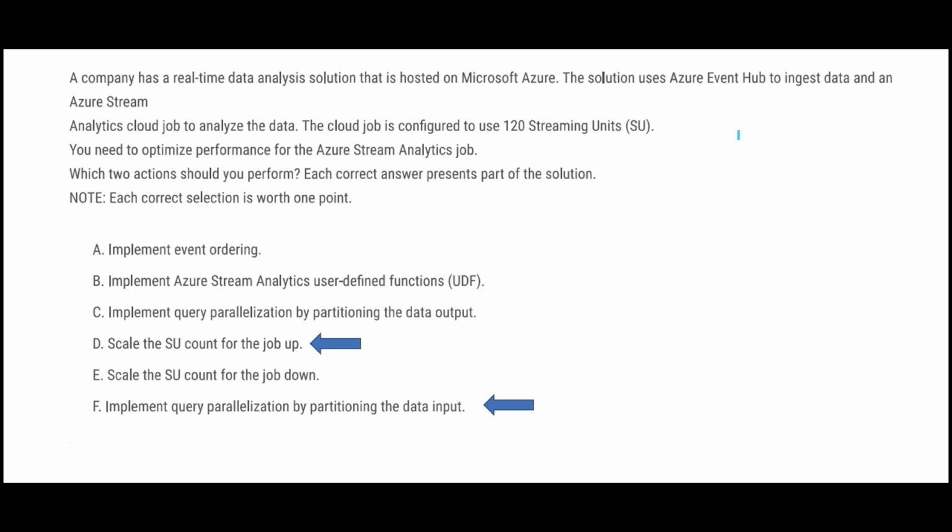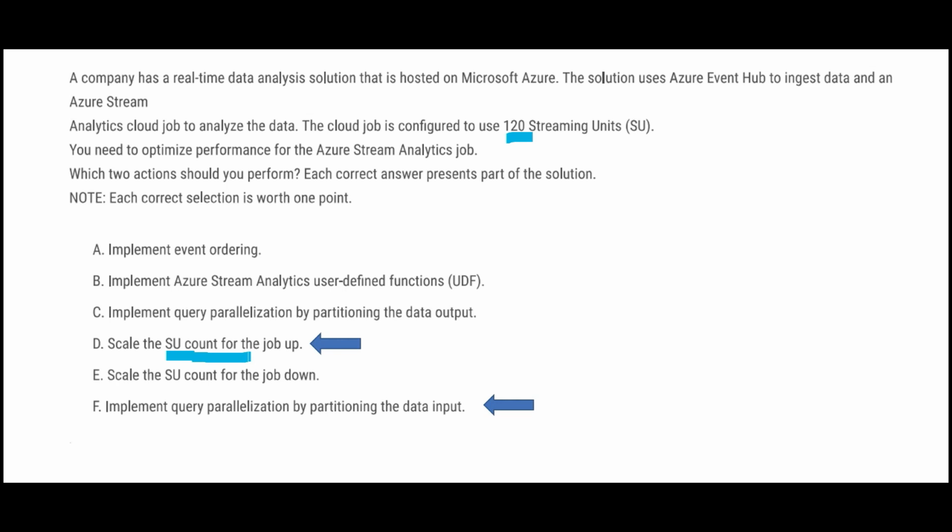So our answers are D and F. D is first, you scale the SU count. Your SU count is 120, maybe you increase it to 200, 240 for job up, like more jobs come in, you increase that. Okay, logical.